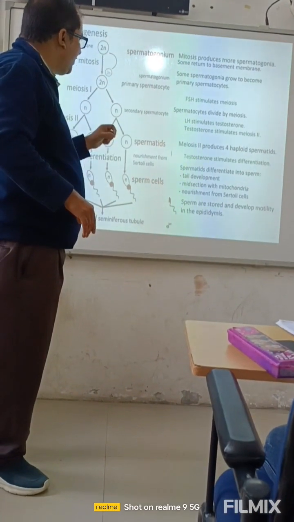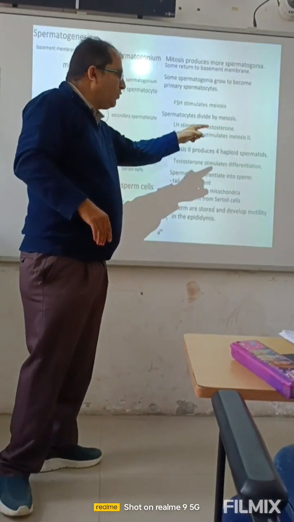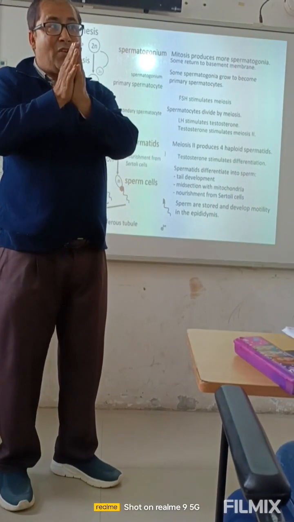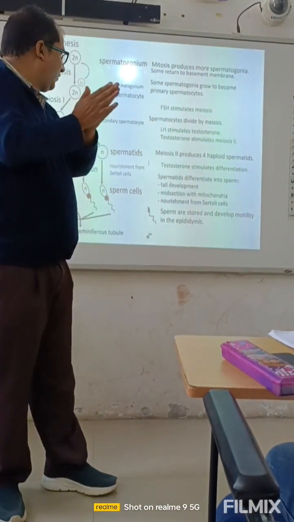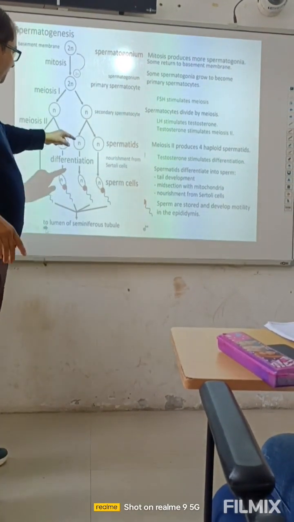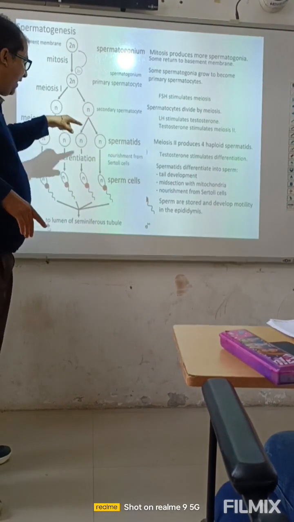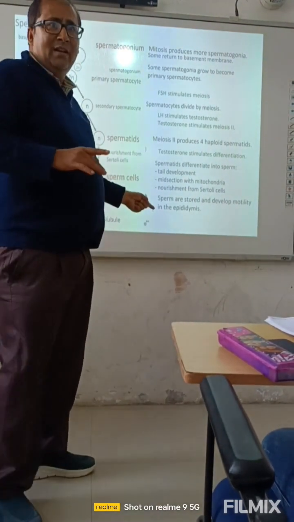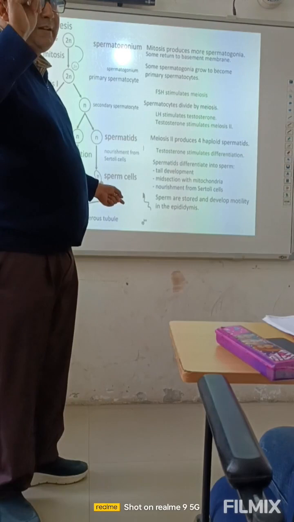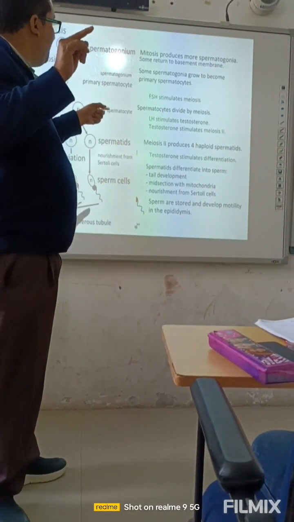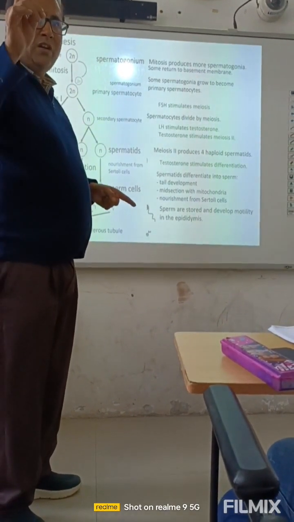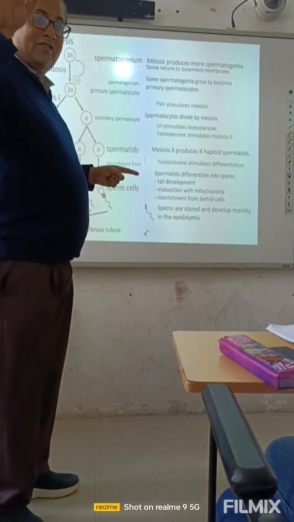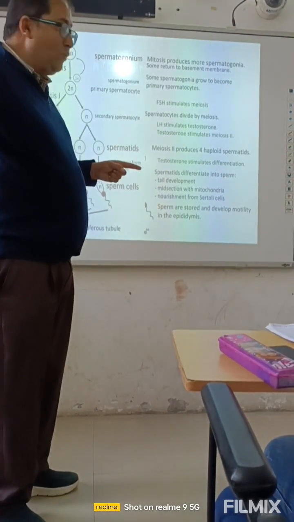Luteinizing hormone stimulates testosterone, and testosterone stimulates meiosis 2. So what is needed to complete meiosis 2? There is a need of testosterone. Then the secondary spermatocyte divides into spermatids and then sperm cells. The points written here are very important to remember, because these points are asked in competitive examinations. What are the important points? FSH stimulates meiosis 1. LH secretes testosterone, and testosterone stimulates meiosis 2.